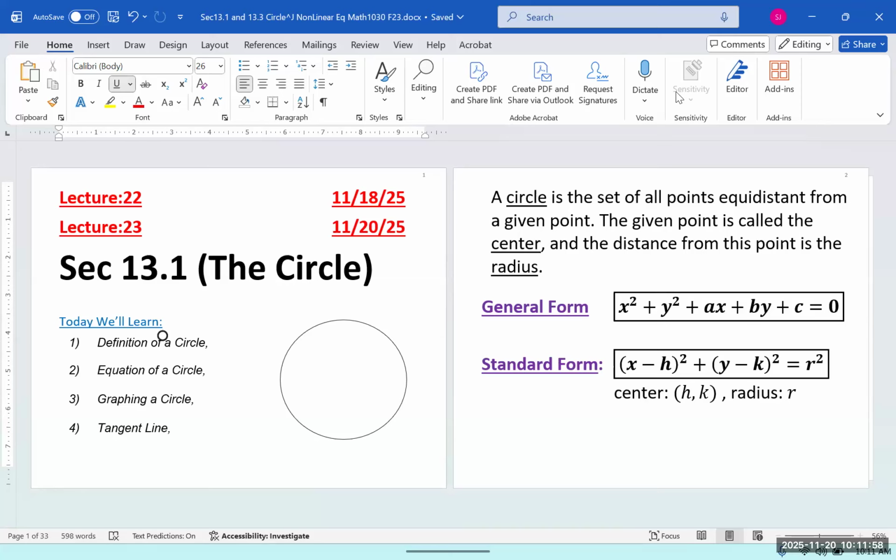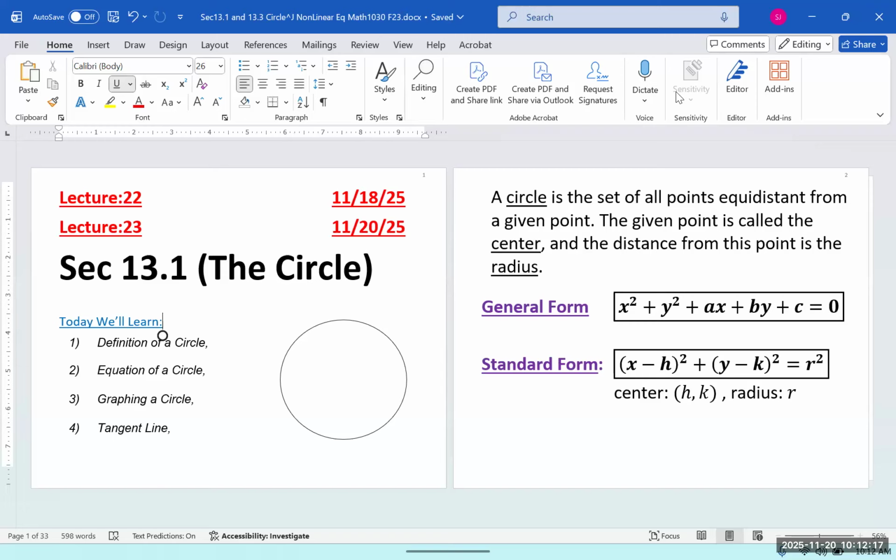And today we will do chapter 13. From chapter 13, there will be only 2 sections, 13.1 circle and 13.3 solving nonlinear equation, system of nonlinear equations. Only 2 more sections.